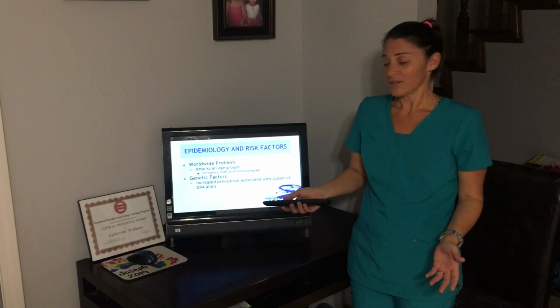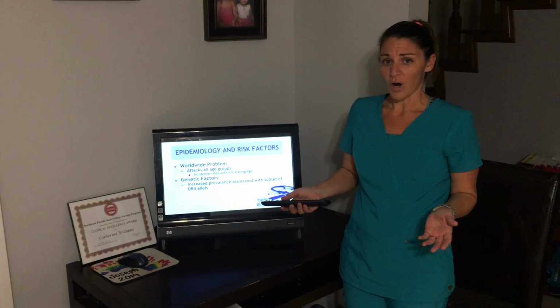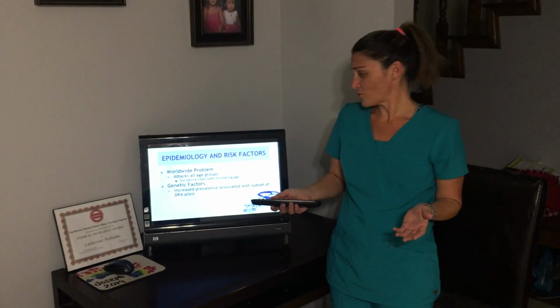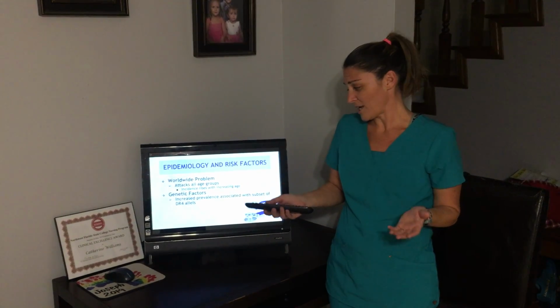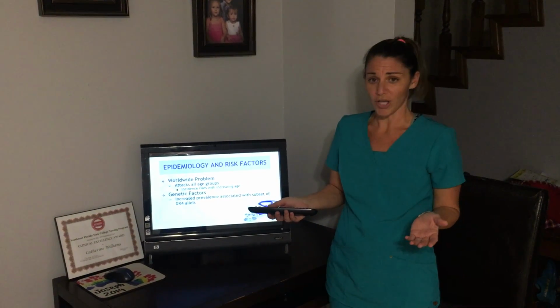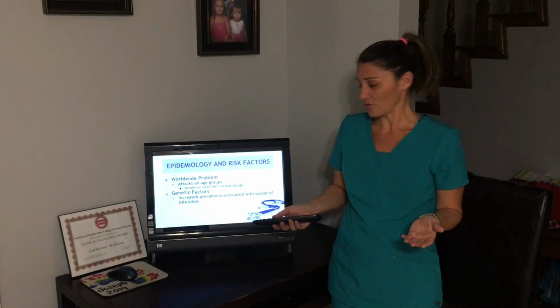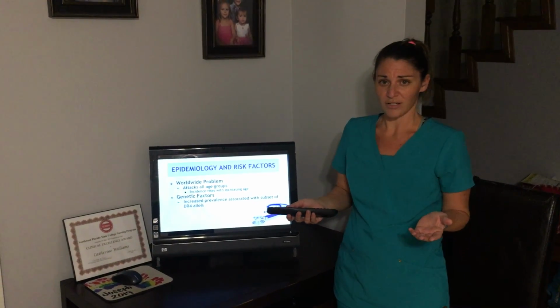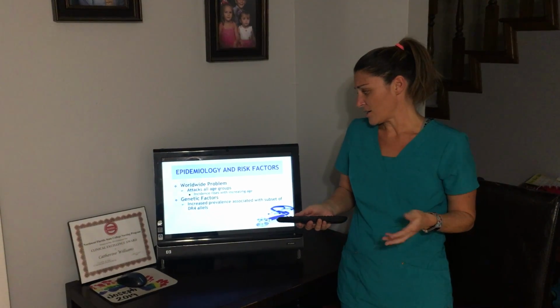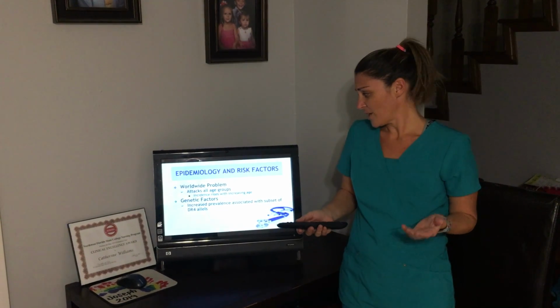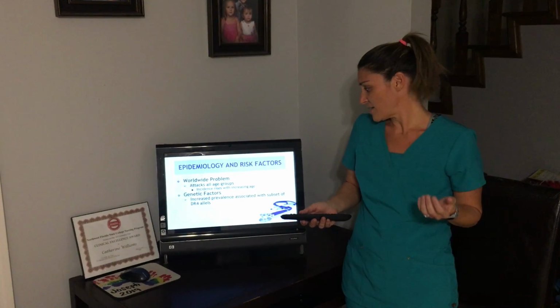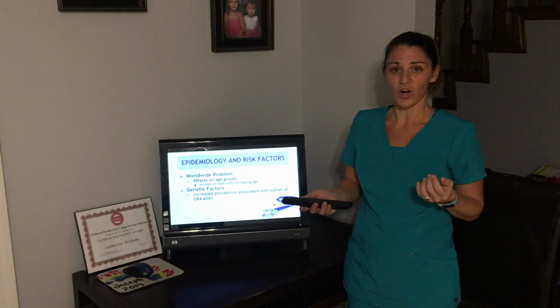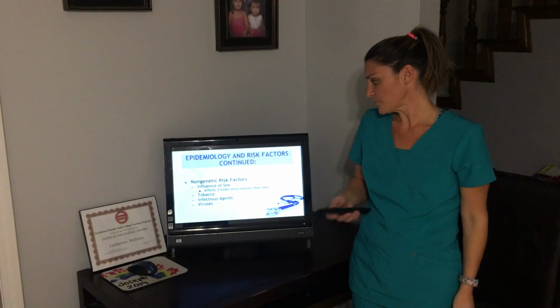Who does it affect? So it is a worldwide problem. It doesn't pick and choose who RA affects. It attacks all age groups from infants to the elderly, but the incidence usually rises with increasing age. Genetics can be a factor. There's an increased prevalence associated with a subset of DR4 alleles.